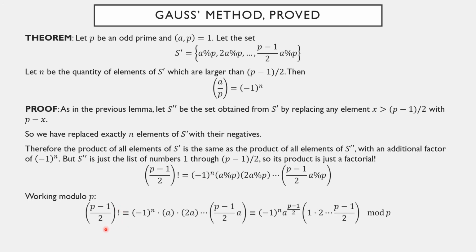Modulo p, I therefore would say ((p-1)/2)! is equivalent to (-1)^n times this product. This is just equivalent to a. This is equivalent to 2a, all the way up to this is equivalent to (p-1)/2 times a. So notice I get a 1 times 2, etc., times (p-1)/2. But I also get an a times a and so forth, where I get my a^((p-1)/2). So modulo p, ((p-1)/2)! is equivalent to (-1)^n times a^((p-1)/2) times this thing here.